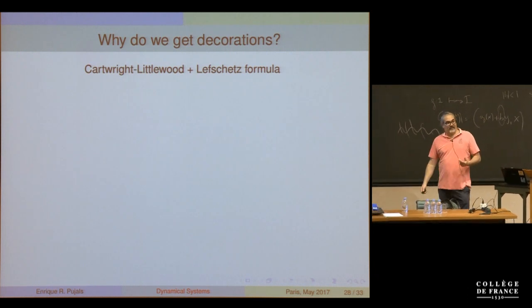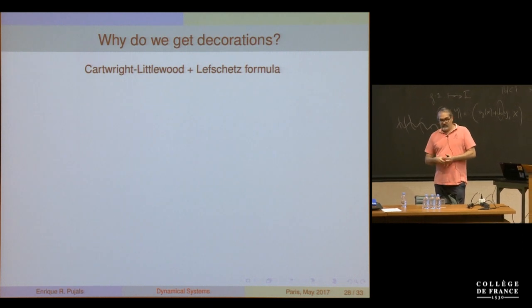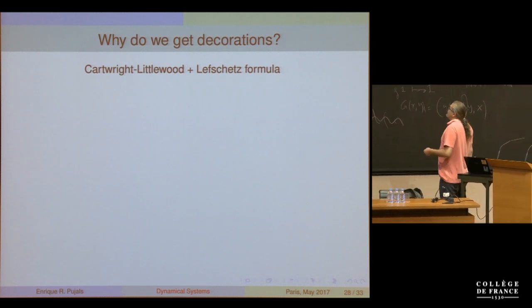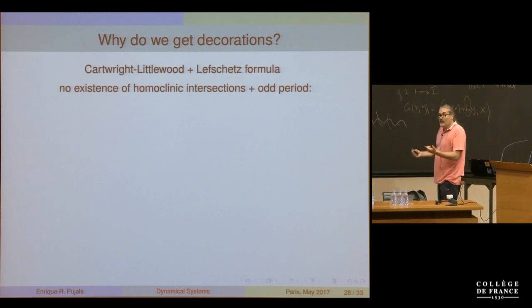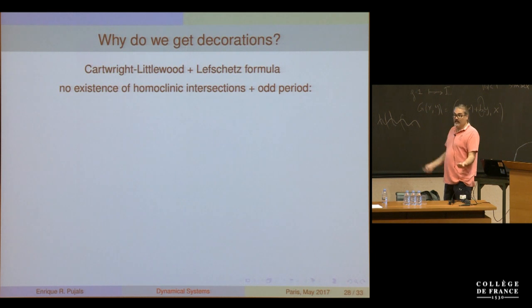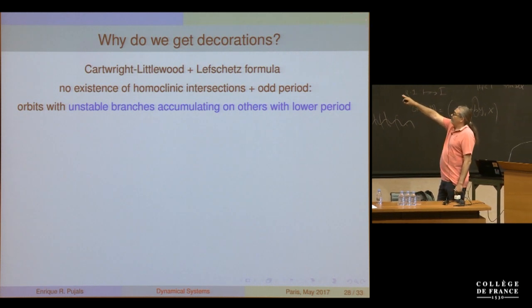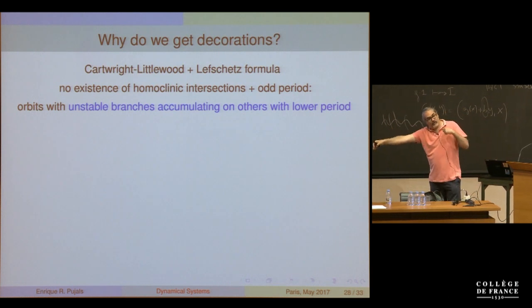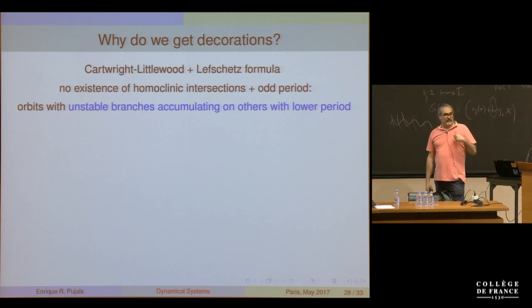It tells you basically the relation of the number of periodic points to the homology of your disk, and you can consider it on the sphere. These two things imply that if there is no homoclinic intersection between saddles, because otherwise you have positive entropy, and you look at odd period, there always exist orbits such that their unstable manifold accumulates on a periodic point of lower period. You can reproduce this argument in dimension 1 if you want.